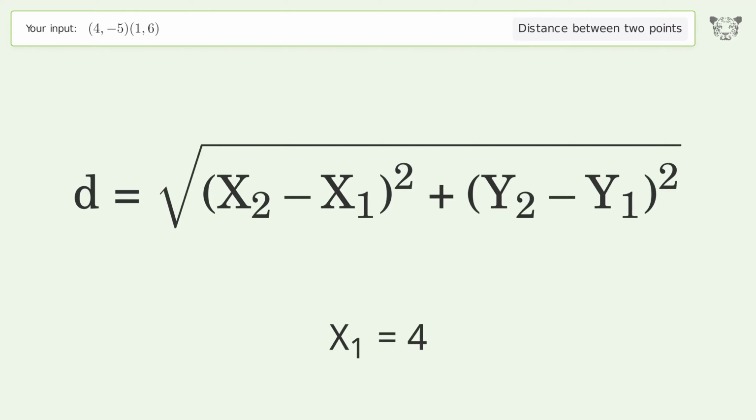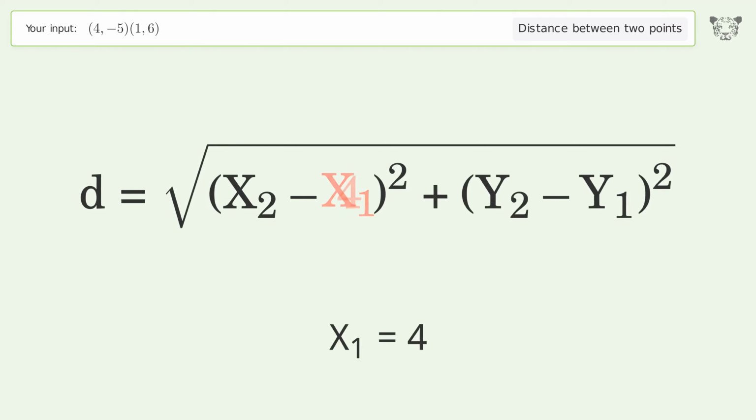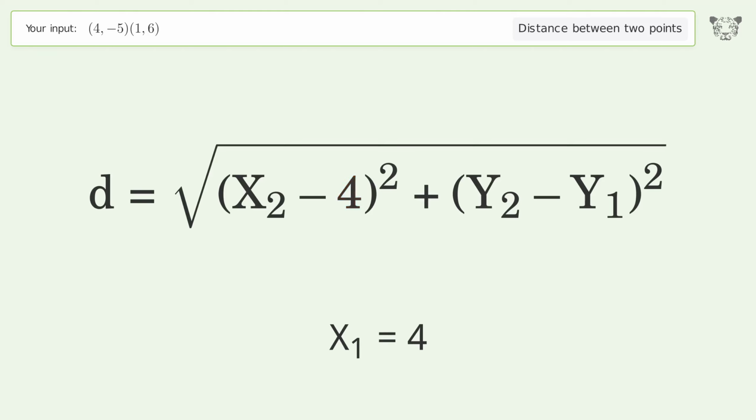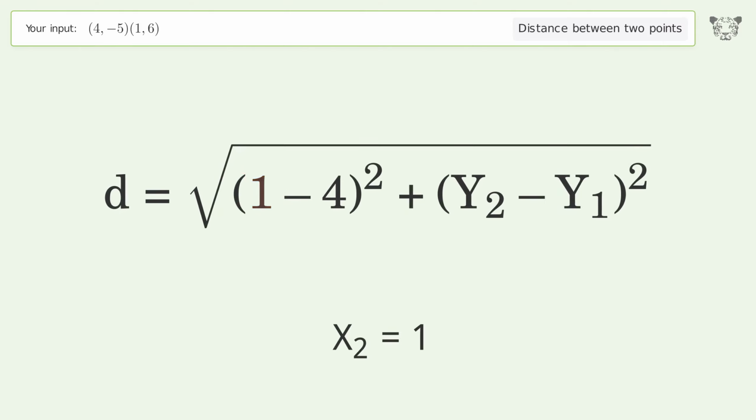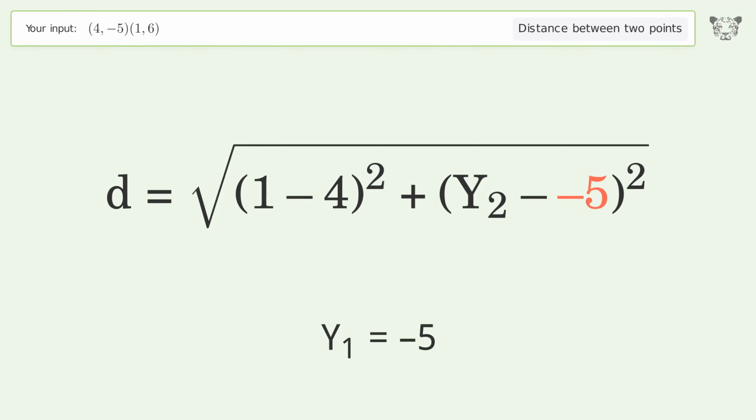x1 equals 4. x2 equals 1. y1 equals -5. y2 equals 6.